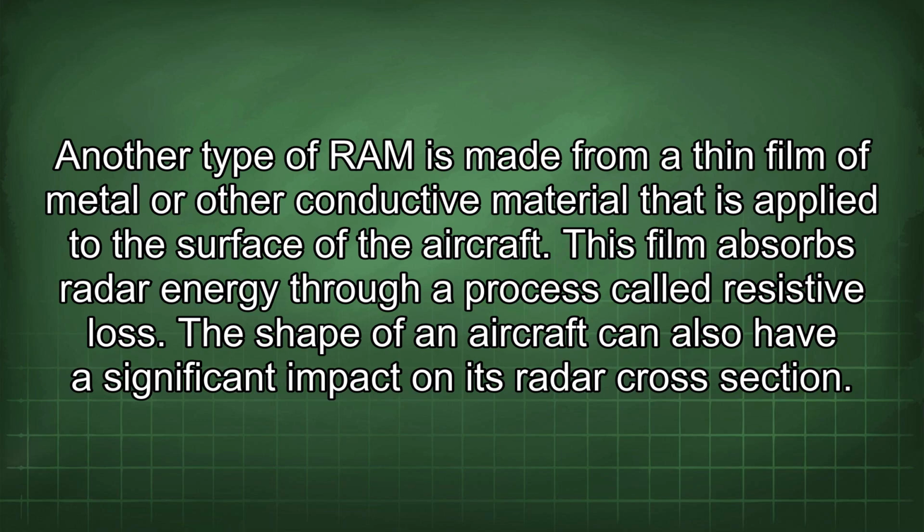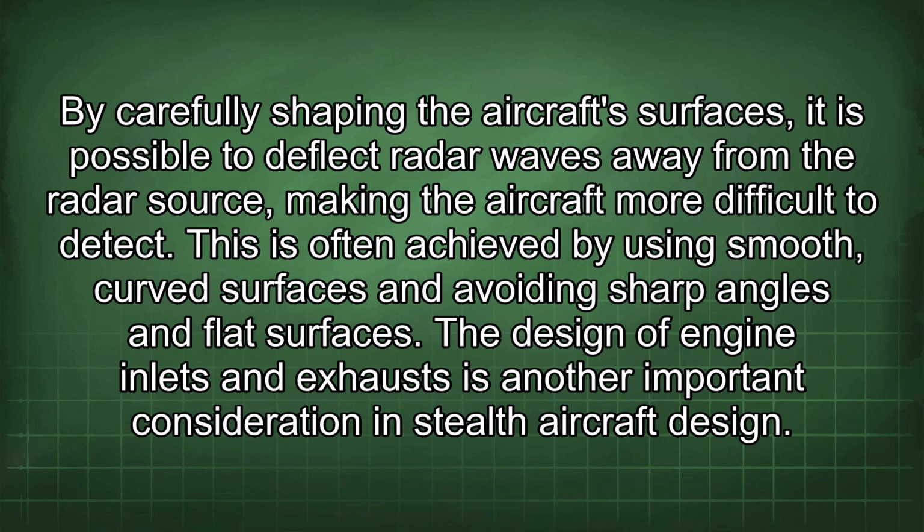The shape of an aircraft can also have a significant impact on its radar cross-section. By carefully shaping the aircraft's surfaces, it is possible to deflect radar waves away from the radar source, making the aircraft more difficult to detect. This is often achieved by using smooth, curved surfaces and avoiding sharp angles and flat surfaces.